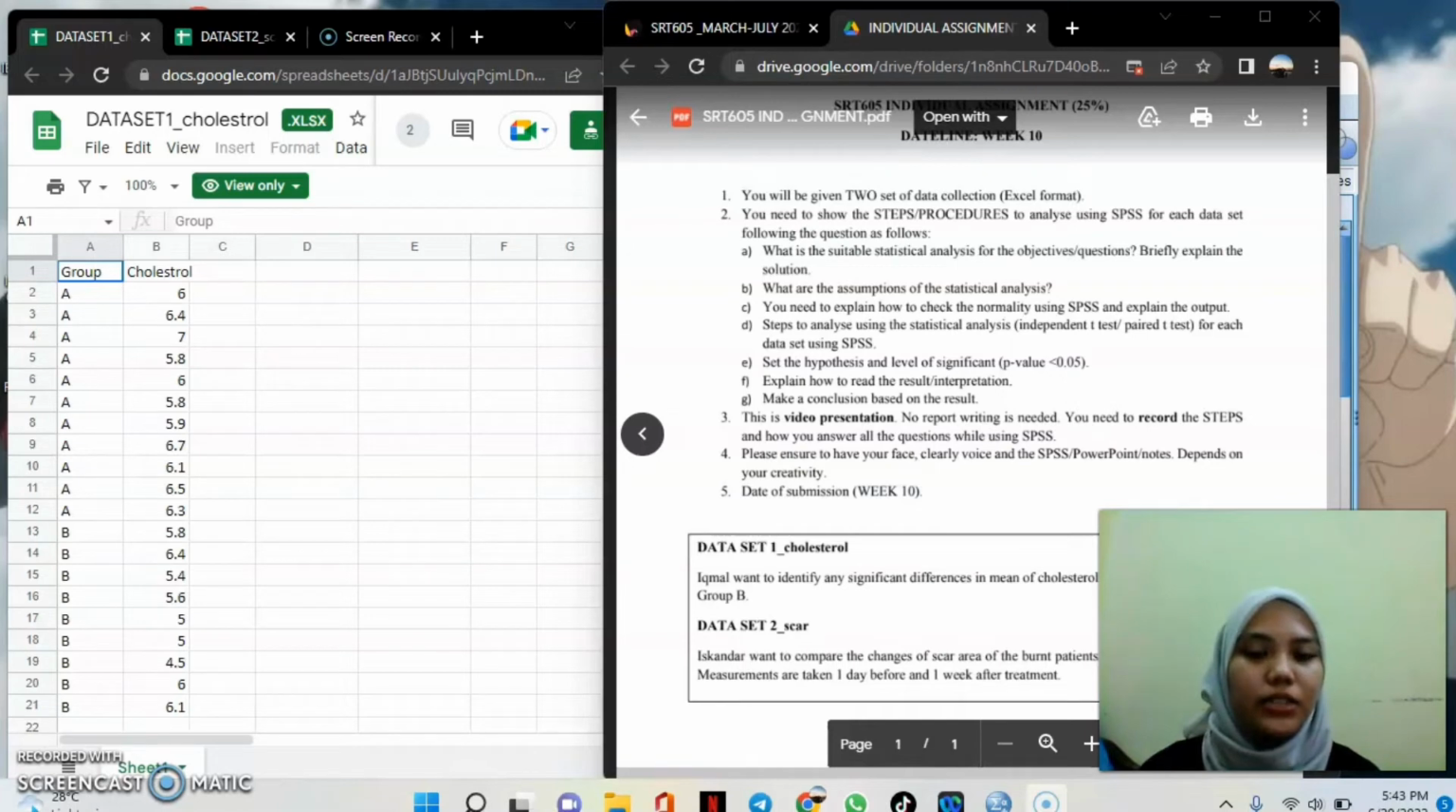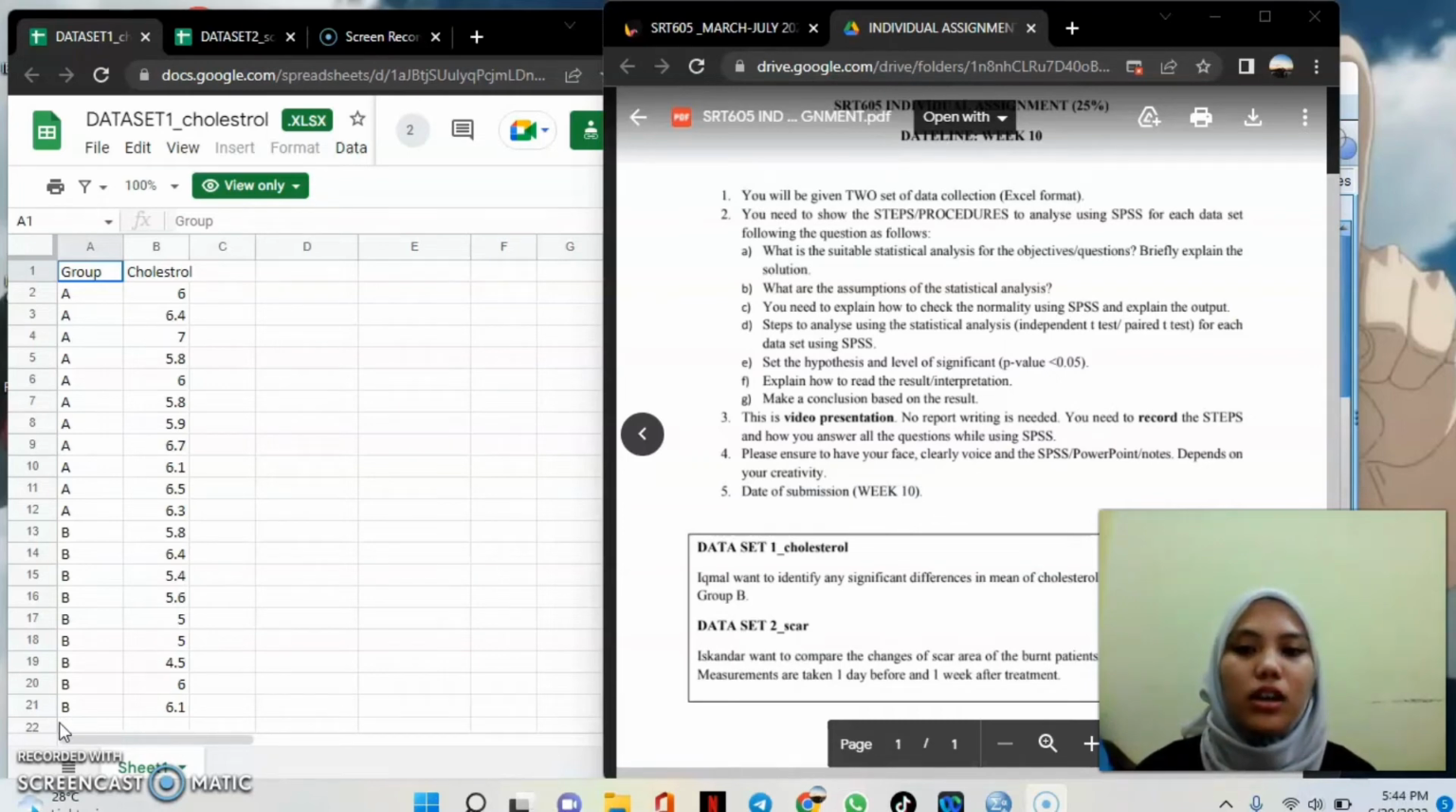Briefly explain the solution. For the solution, the independent variable is group A and group B, and the dependent variable is cholesterol level. The observations are independent samples, so we will use the independent t-test. For the distribution of data, test normality using Kolmogorov-Smirnov and Shapiro-Wilk.